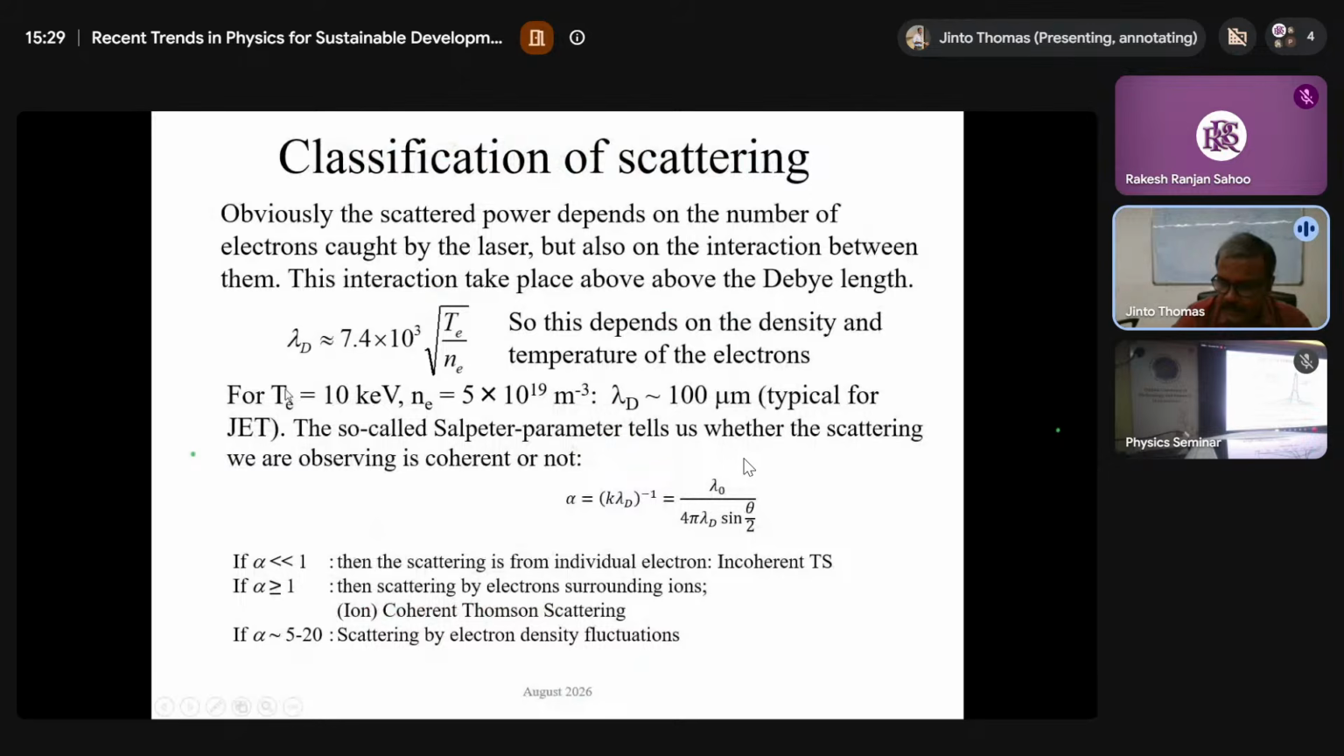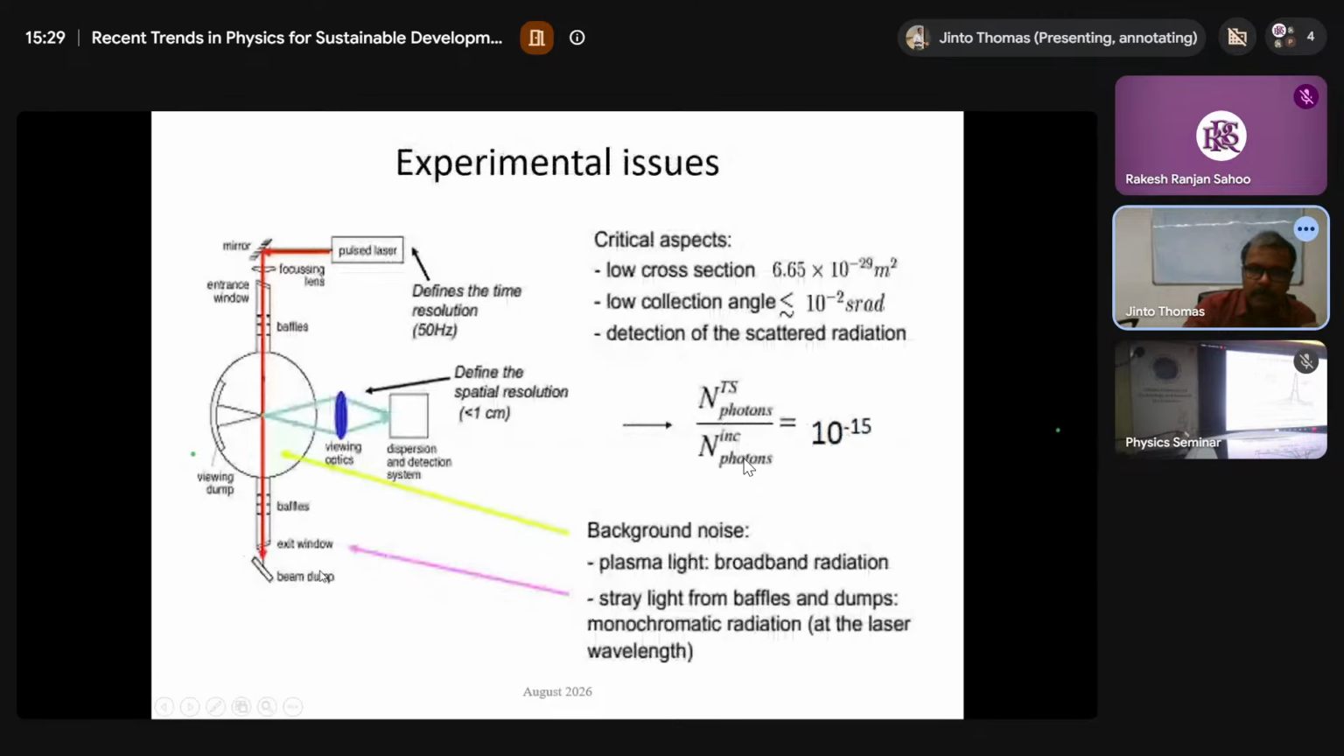Now, there are different types of scattering based on the scattering parameter: incoherent and coherent. If the plasma is so dense that when the laser wave passes through, many electrons oscillate together, a collective effect comes in, which is known as collective Thomson scattering, decided by the parameter alpha being more than 1. But in a tokamak, there are no collective oscillations for a wavelength of 1064 nm, so you will be getting incoherent Thomson scattering.